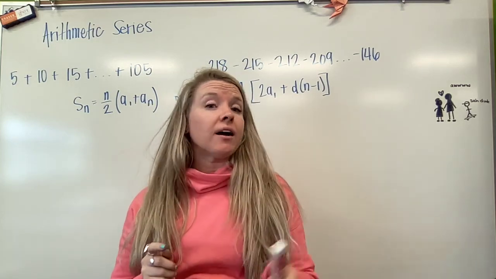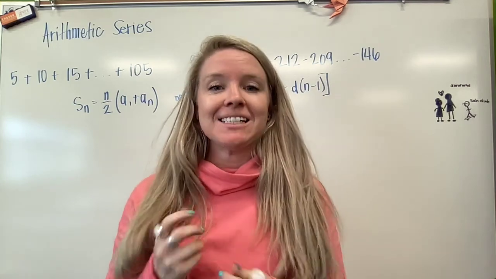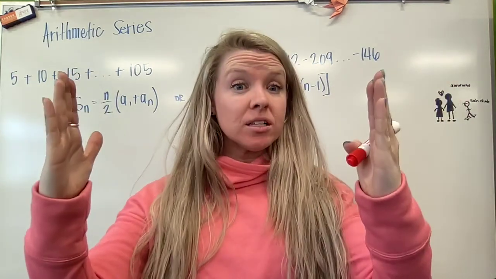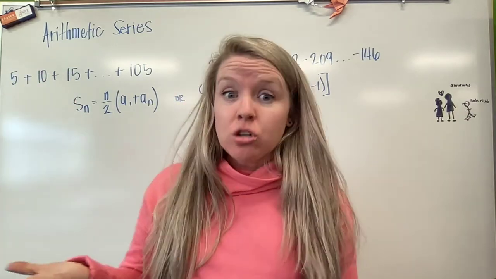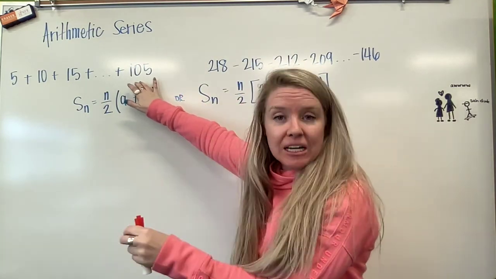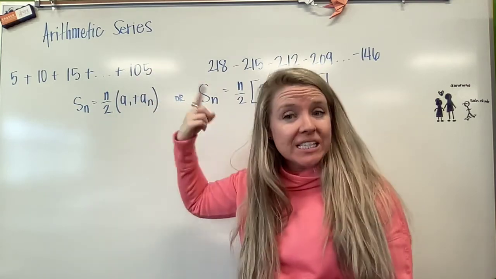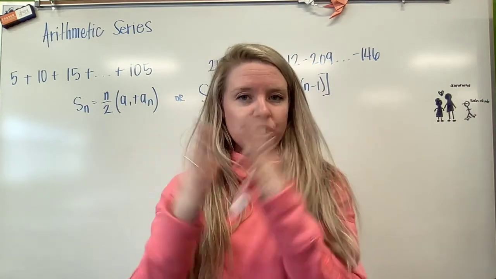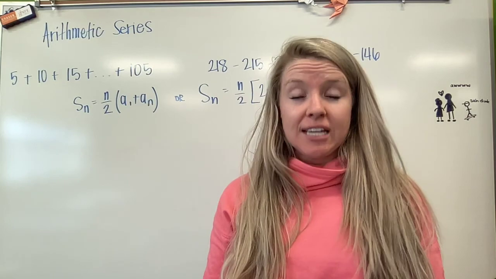Now that we've reviewed our arithmetic sequences, we're going to move forward and talk about arithmetic series. What a series is, we're going to take a part of the sequence and add it together. That's it. So I have part of an arithmetic sequence here, starting at 5, ending at 105. If it was a sequence, it would continue forever, but because it's a series, we're just going to add this portion together. Okay? There's a trick to adding these together.